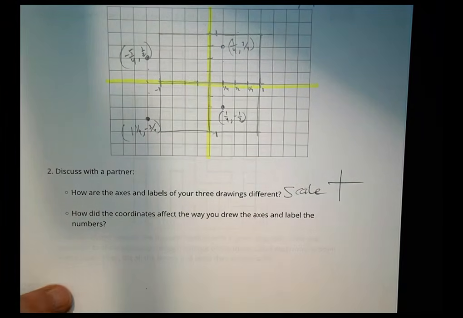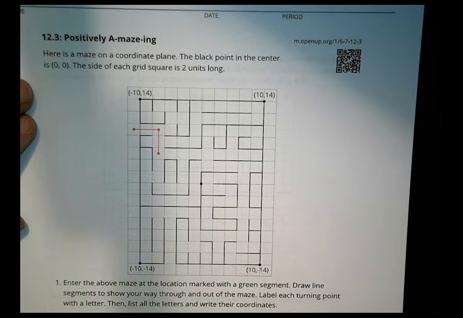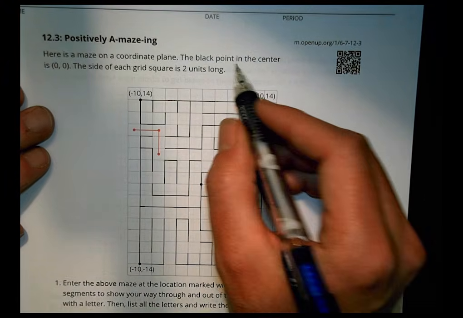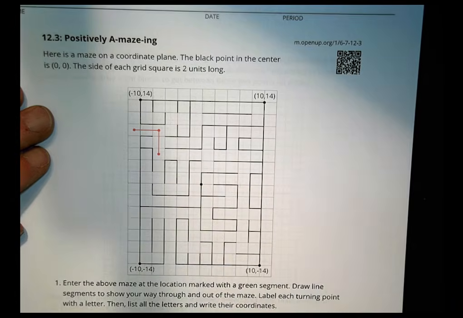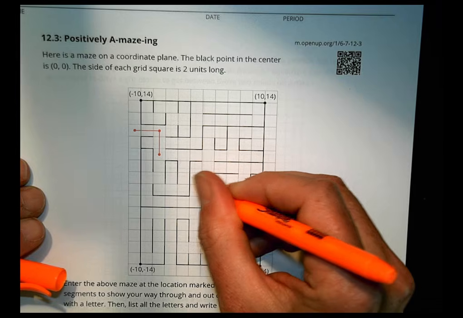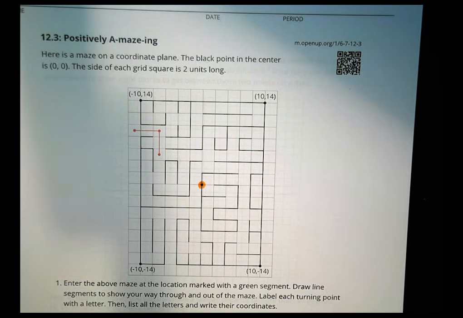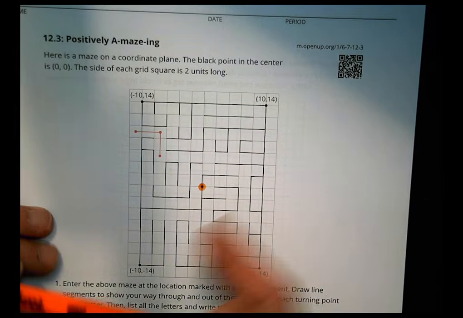Alright, let's look at activity 3, which is kind of a fun little activity here to practice working with the coordinate grid. It says here's a maze on a coordinate plane. The black point in the center is 0, 0. So this is our 0, 0 point right there. So we can mark that up there. That's our 0, 0 point, right? Lovely. The side of each grid square is 2 units long. So everything is 2. So all the grid marks are 2 units long.